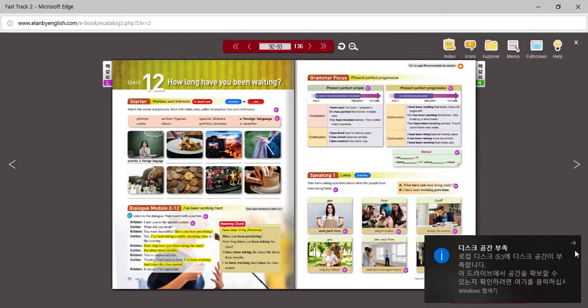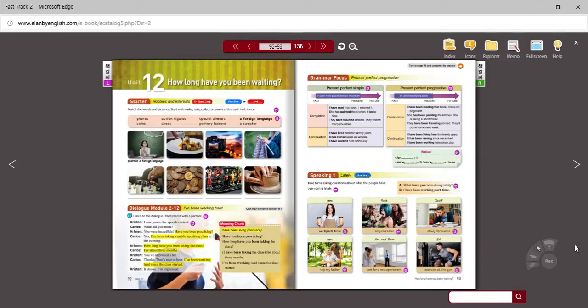This will be the final unit of the lecture series for English 2. Okay. Today's lesson we'll be looking at the present perfect progressive tense. This will be an extension of what we studied last week. So last week we were looking at the present perfect tense.